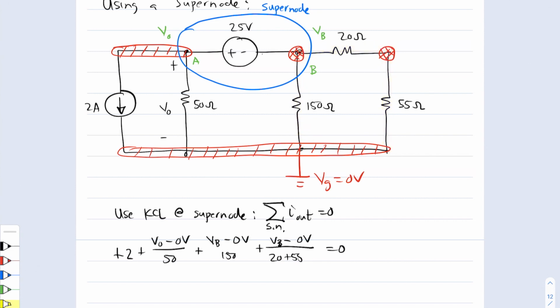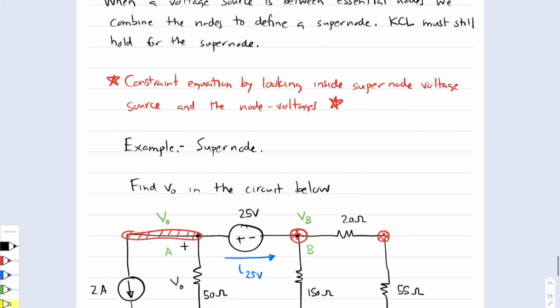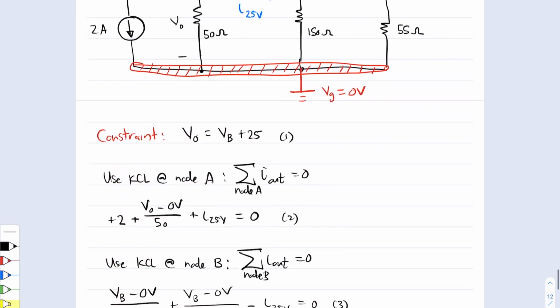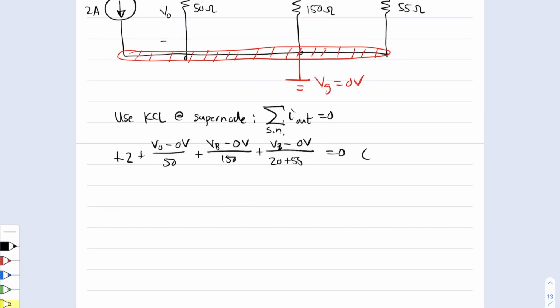Notice that this equation does actually contain two unknowns. We still don't know V naught and we still don't know VB, but we can actually get our constraint equation. Remember what I put in stars? The constraint equation is obtained by looking inside the supernode and taking a look at the voltage source as well as the node voltages. So just like before, we do have a constraint equation. This is equation 4. So we have a constraint equation by looking inside or looking at the supernode.